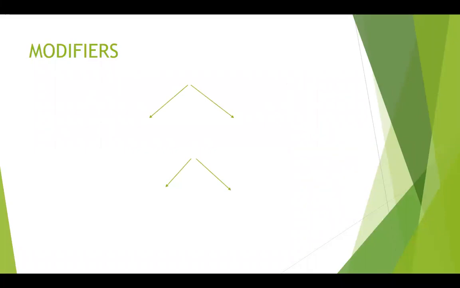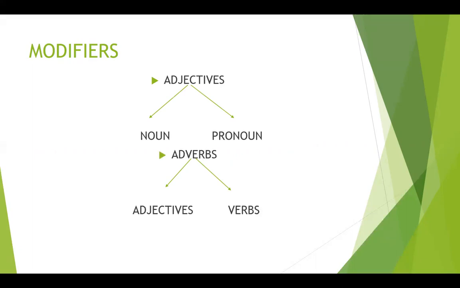Now remember one thing, we have two modifiers in parts of speech. Adjectives, which modify noun and pronoun. It means that adjectives add meaning to noun or pronoun. Second is adverb, which modifies adjectives and verb. So there are two modifiers in English language, that is an adjective and adverb.